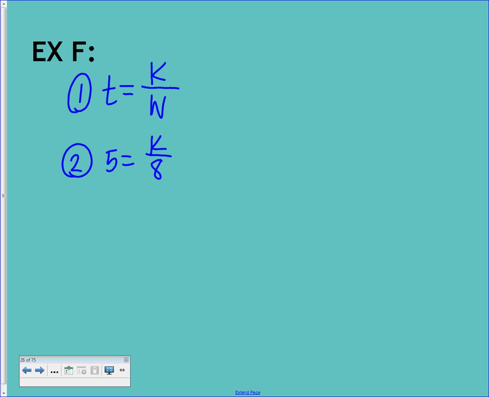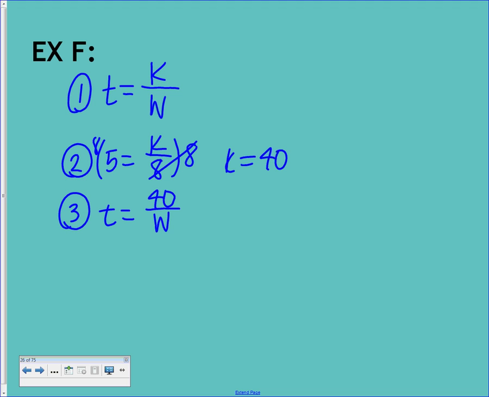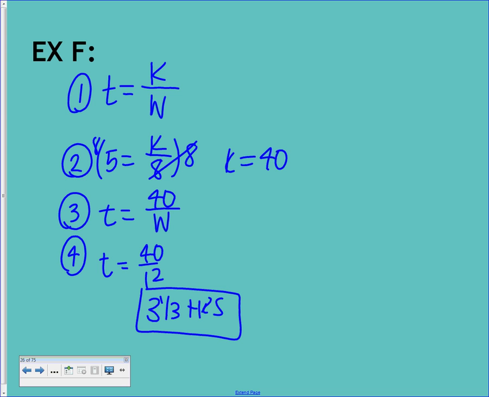Now what's different about now is solving for K. Well, if I'm dividing by 8, I would multiply each side by 8 to cancel that out. So K here equals 40. So in step 3, same idea, rewriting my equation with that K value in place. So T equals 40 divided by W. And now I can solve my question, how long would it take for 12 workers to do the same job? So 40 divided by 12 would be 3 1/3 hours. So same idea, just a little different process to solve.